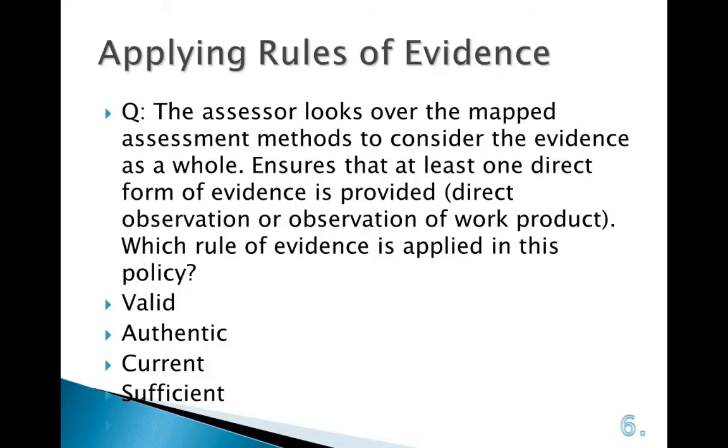So in the first question, it's giving you a scenario where the assessor looks over the mapped assessment methods to consider the evidence as a whole. Okay, so he's actually looking perhaps in your unit of competency where the RTO has provided the mapping directly there. So he's checking that you've got a range of assessment methods, okay? Now, the assessor's ensuring that at least one direct form of evidence is provided.